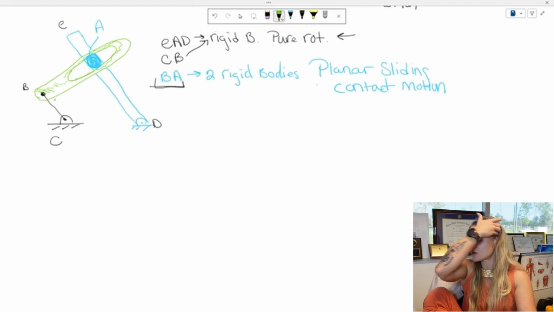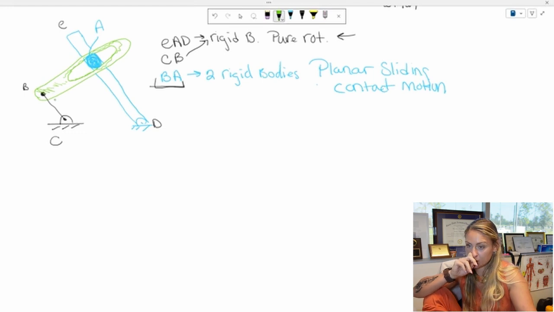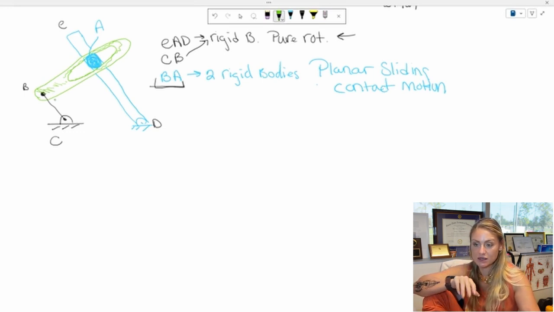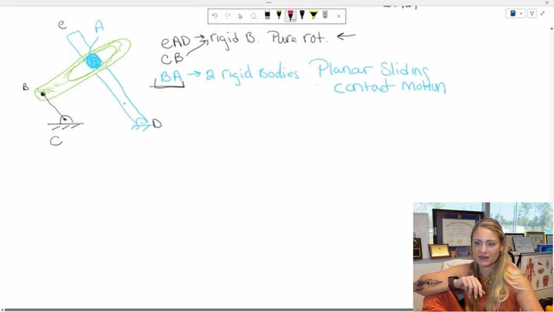Now if I want to describe the motion of A, I can no longer use that, because A is influenced by the rigid body B. And that's because of this. So let's draw our vectors. If I wanted to describe, let's use a different color. Pink is not spooky. I'm going away from my theme, but that's okay.